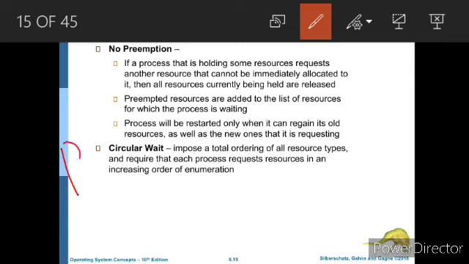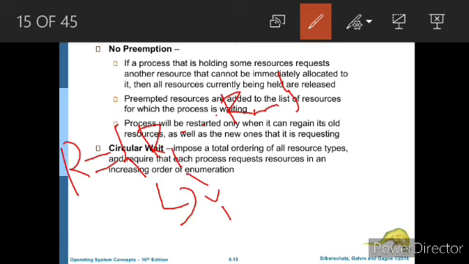let R be the set of resource types, R = {R1 to Rm}. We have m resource types, and each resource type is assigned a unique integer number. I'll consider R1 is assigned 1, R2 is assigned 2. So each and every resource type is assigned a unique integer number, which allows us to compare two resources and to determine whether one precedes another in our ordering. Because here we need to consider total ordering of all resource types, we need to define one-to-one functions for this. So R1 is assigned 1, R2 is assigned 2, and Rm is assigned m.